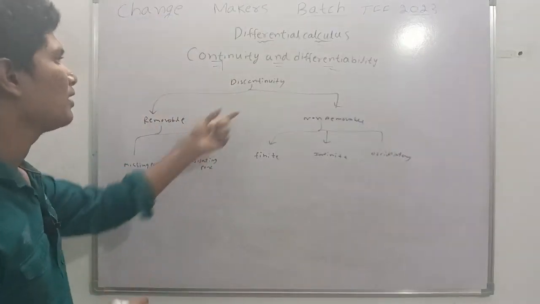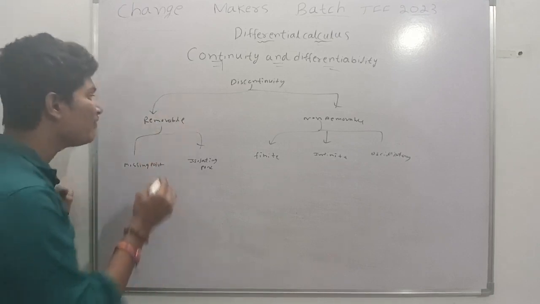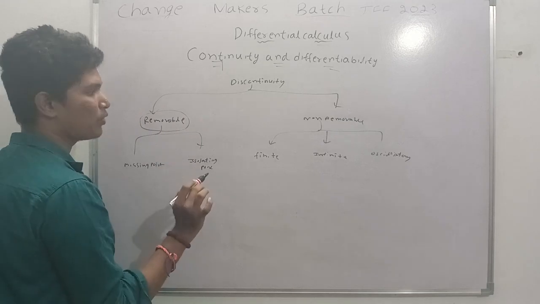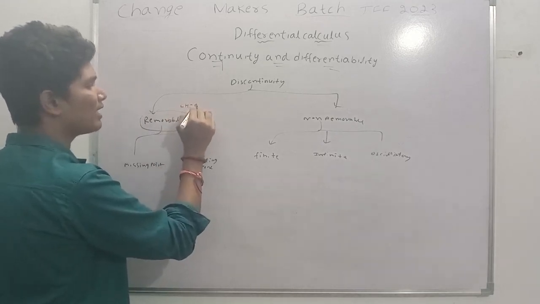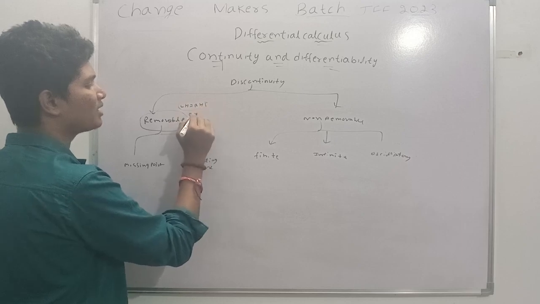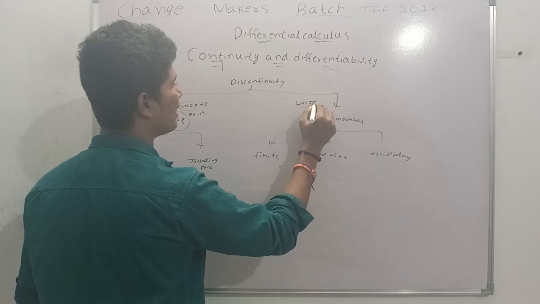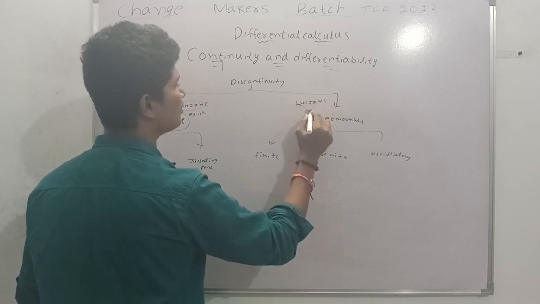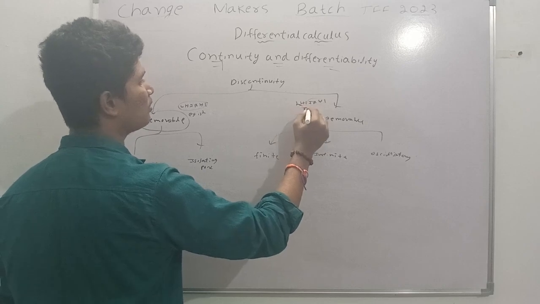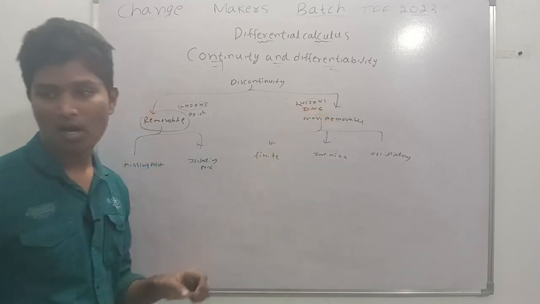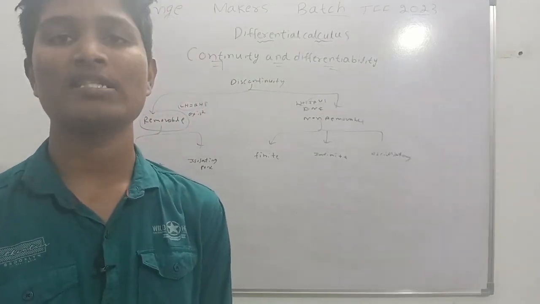So if you see, discontinuity is of 2 types, removable and non-removable. When it will be removable is very important. When the limit exists, that is LHL equal to RHL, it is of removable type. And when LHL not equal to RHL, this is non-removable, the limit does not exist. Basically, it all depends on the limit. If the limit exists, it is of removable type. If the limit does not exist, it is not removable type.